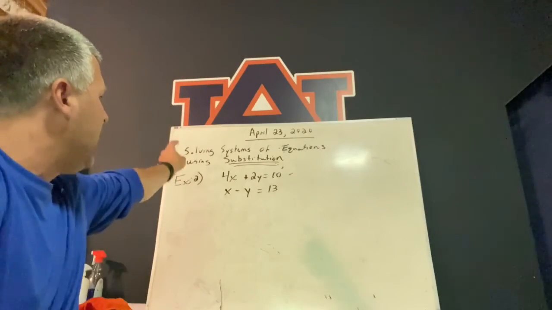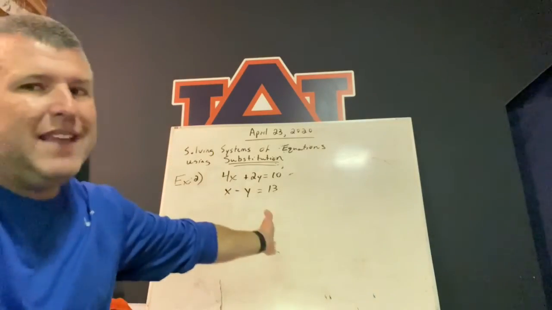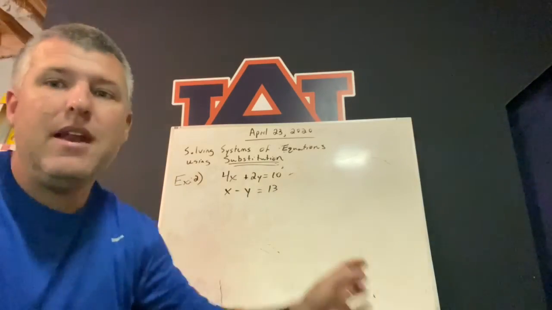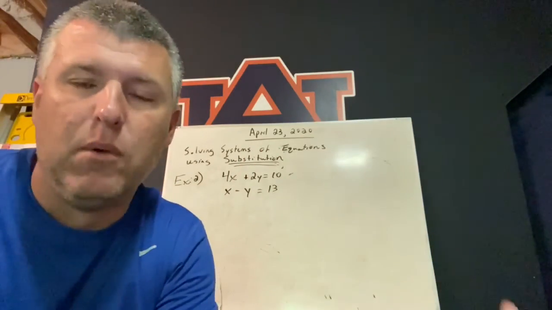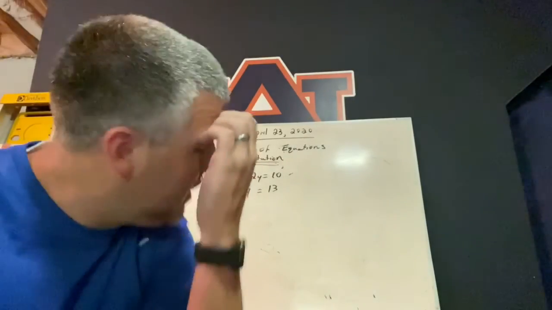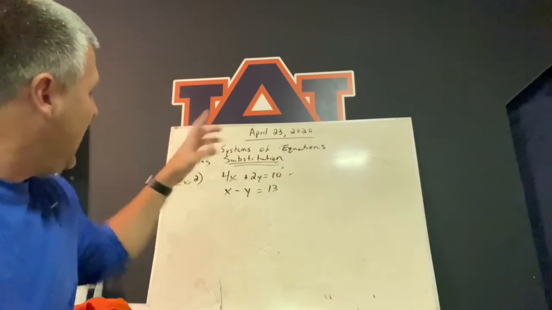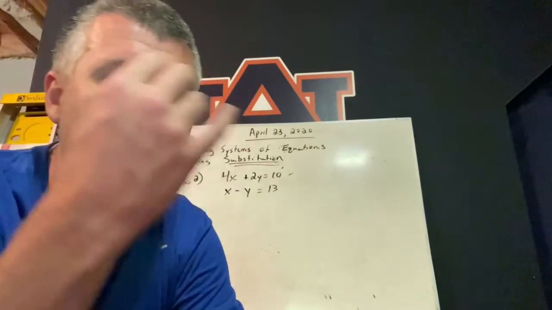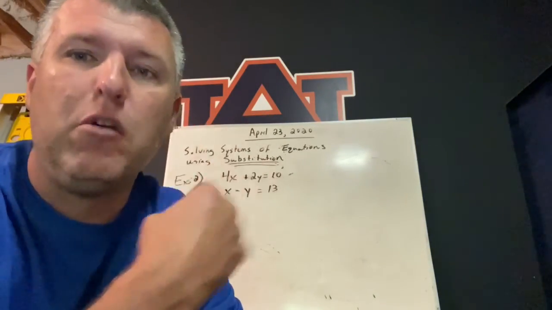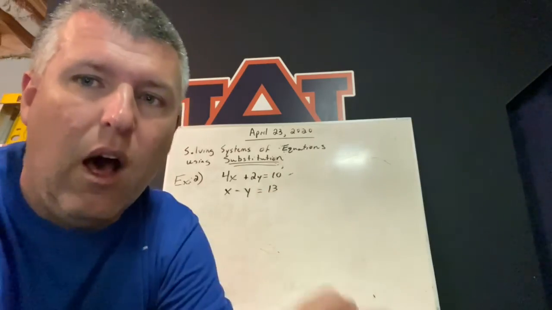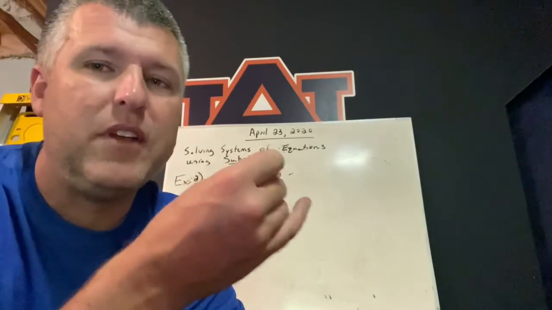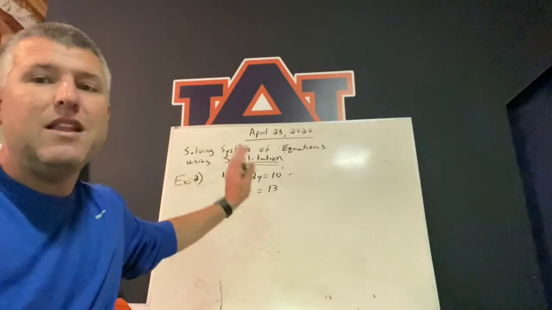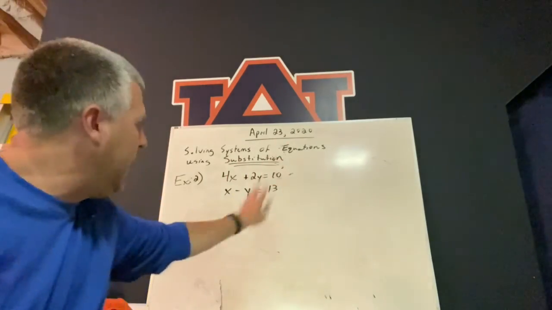So up top, I've got 4x plus 2y equals 10. That x has got a 4 next to it. That y has got a 2 next to it. Now, in some cases, we don't have to deal with that. We just have to go with it, okay? But in this case, look at the bottom. I've got x minus y equals 13. So I need to determine, since I'm doing substitution method, which variable I want to isolate. Now, in this case, I'm not going to say it's obvious, but the choice is the x in the bottom equation. The x and not the y. Why not the y?